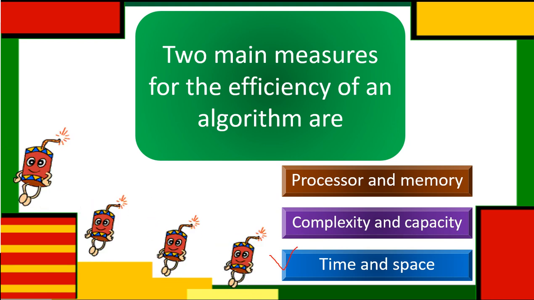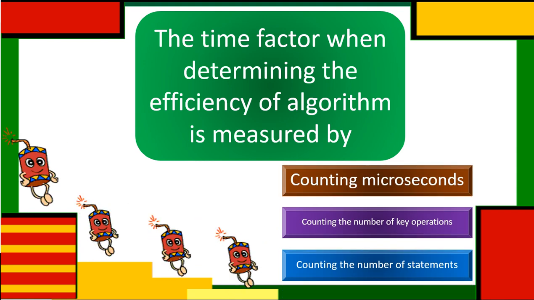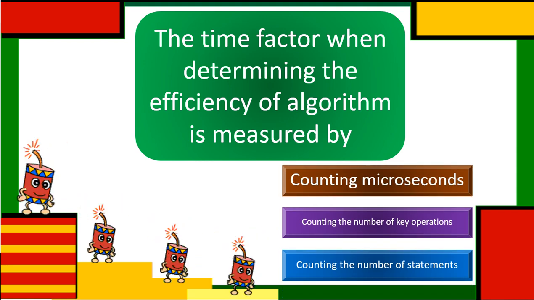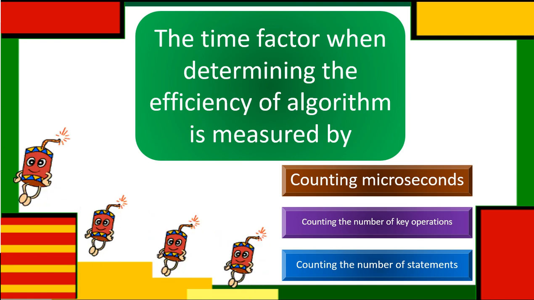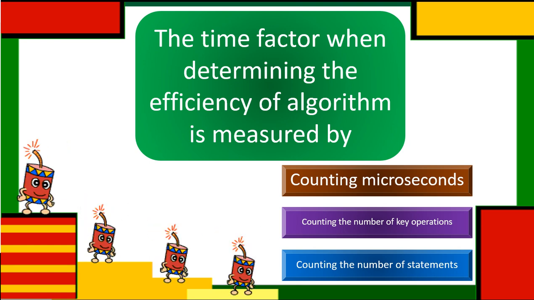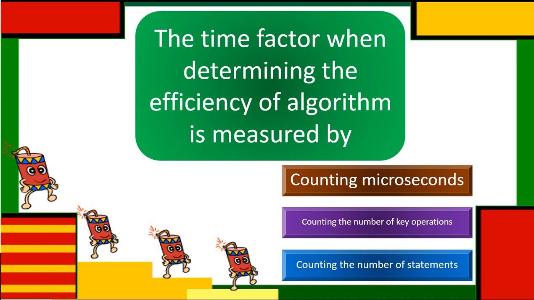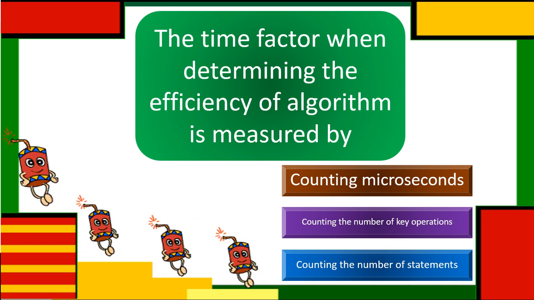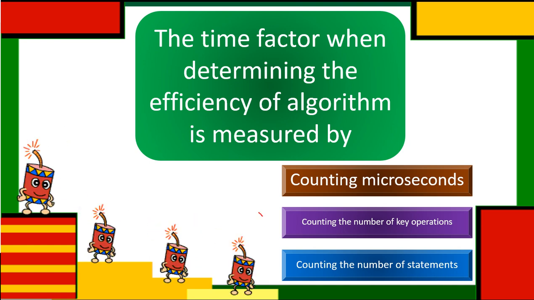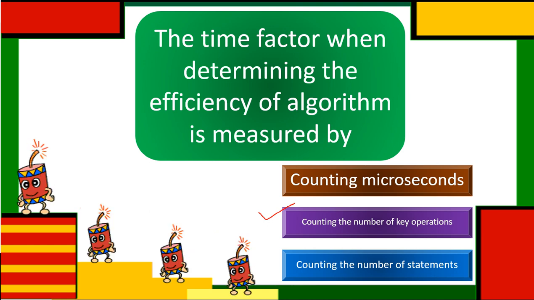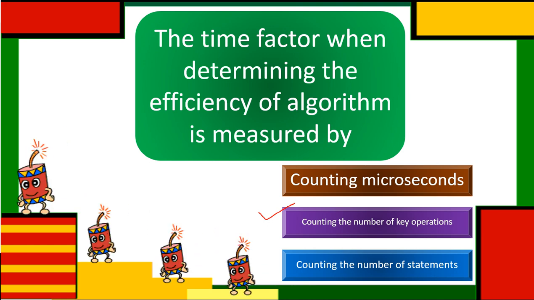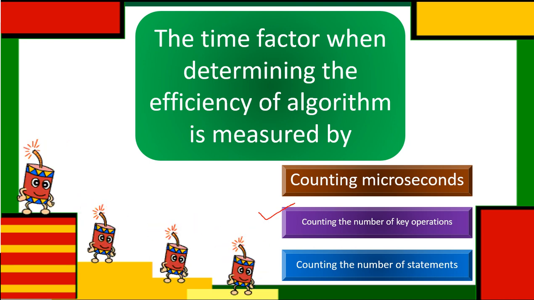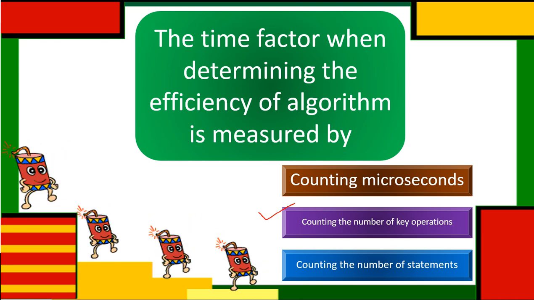So let's see our next question. The time factor when determining the efficiency of an algorithm is measured by counting microseconds, counting the number of key operations, or counting the number of statements. The answer is counting the number of key operations. We determine the efficiency of an algorithm by counting the number of key operations.